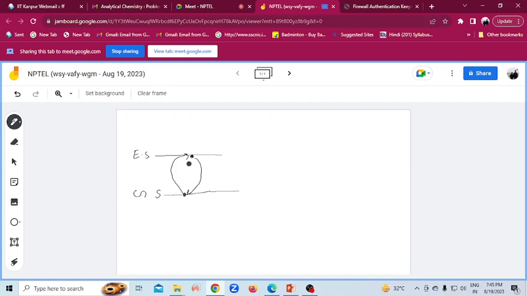Here it will absorb energy, and here it will emit energy. Suppose this state has E1 energy and this state has E2 energy. The difference between these two energy states is delta E, and it will be E2 minus E1.